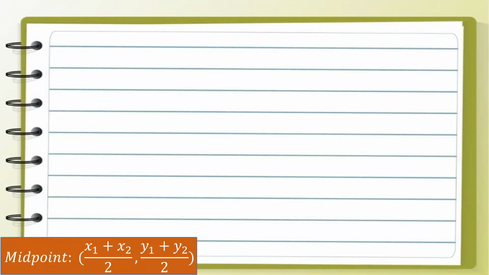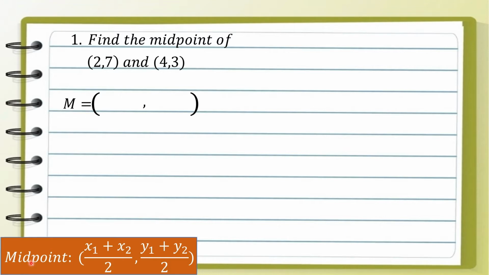Now for the first example, find the midpoint of (2, 7) and (4, 3) using the midpoint formula. The first thing to do is to get the first x, which is x sub 1, and the second x, which is x sub 2. So for the first example, we have 2 and 4. Next would be for the y coordinates. So we have y sub 1, or the first y, is 7, and y sub 2, or the second y, is 3. So we have 7 plus 3. And then, both will be divided by 2.